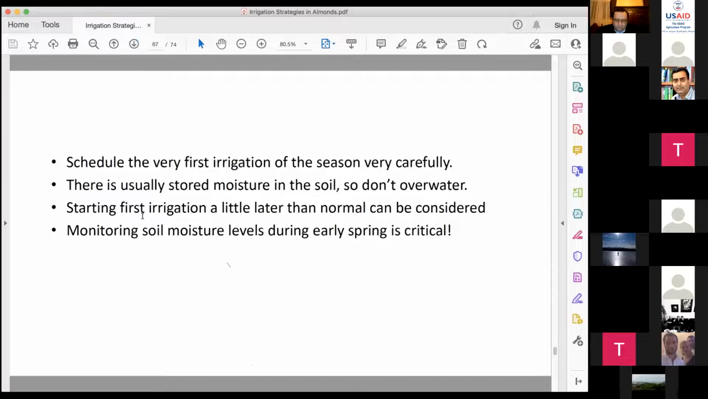So one thing to keep in mind, we already talked about this, scheduling the very first irrigation of the season very carefully is really critical because there is usually the stored soil moisture, so don't overwater. Starting first irrigation a little later than normal can be considered. In fact, in one of the studies in California, we actually delayed the first irrigation by 2 weeks and did not have any effect on the yield, but that was done carefully by monitoring the soil moisture. So looking at the soil moisture is the key thing.